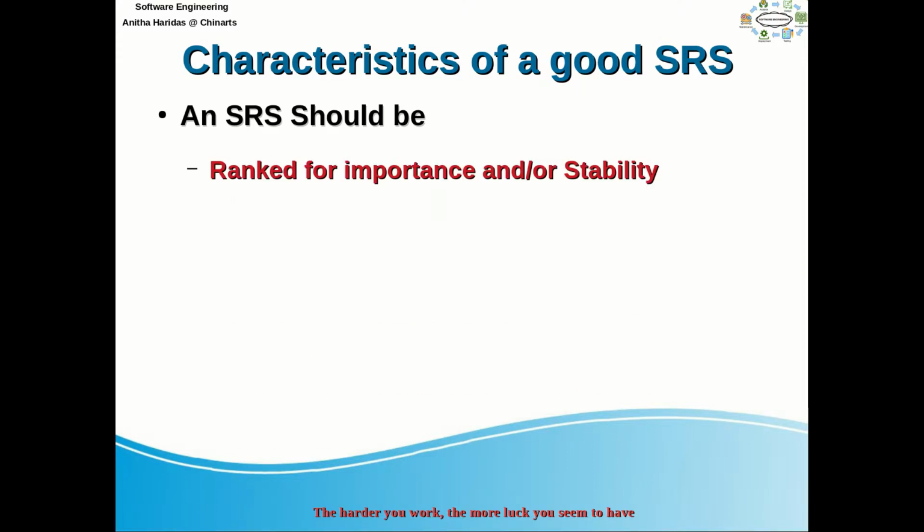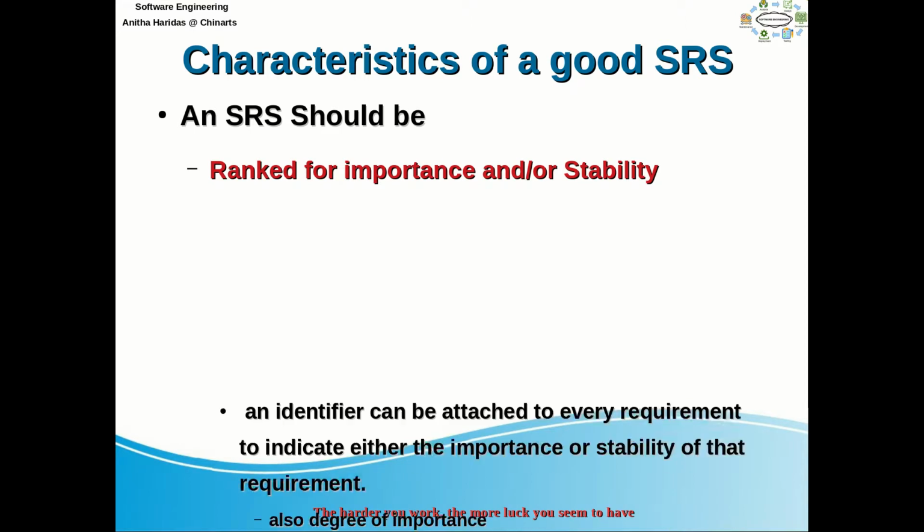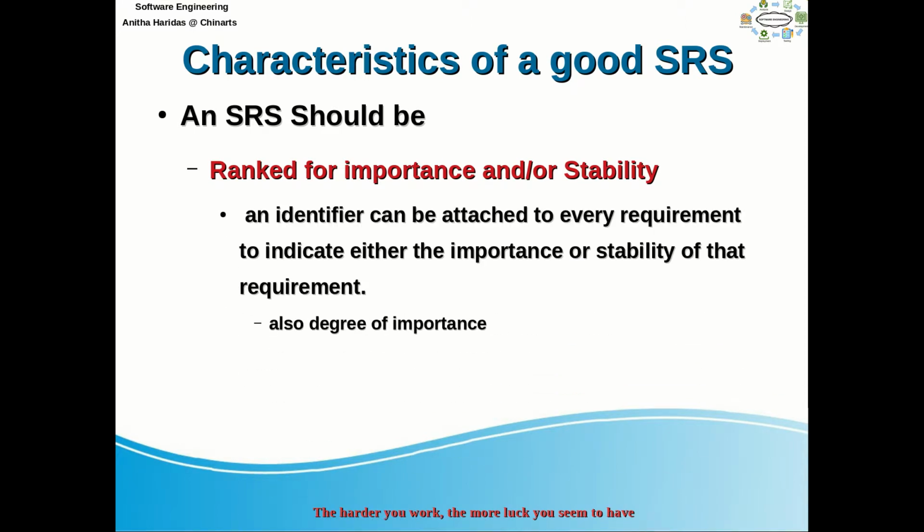Then the SRS should be ranked. What do you mean by ranking? What you are going to do is have an identifier which can be attached to every requirement to indicate either the importance or stability of that particular requirement. Say for example, when you list the requirements, you can list them with some identifier, or you can list them based on the degree of importance, or you can list them based on the stability of that particular requirement. Then you can say it is a ranked SRS.